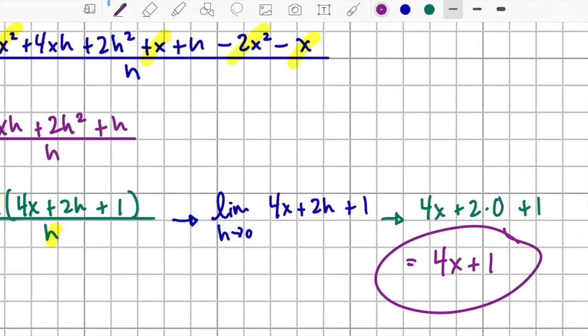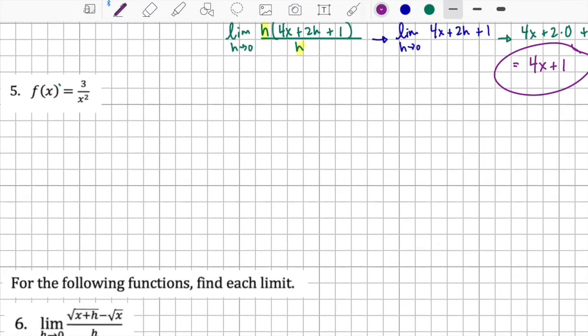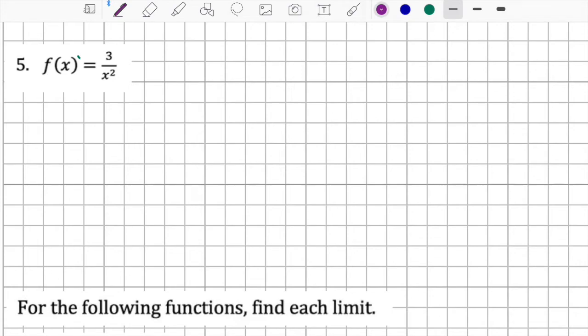Okay, let's try one more. They're not difficult, it's just tedious. Here we go. We're gonna do it again.